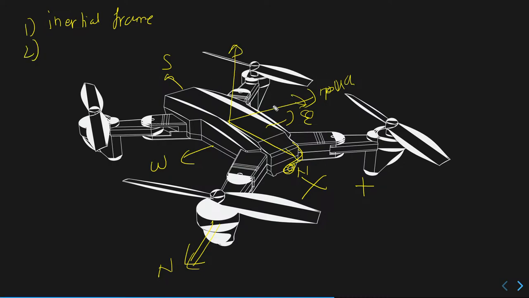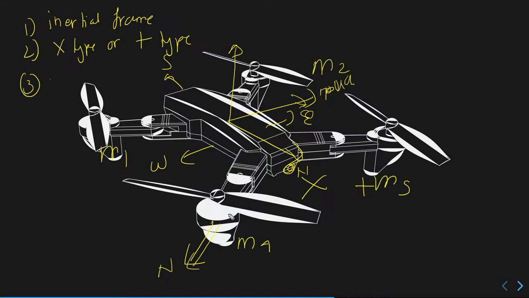Which is your X, which is your Y, which is your Z. And to do that, you need to figure out whether you're doing an X type or a plus type. And then three, name your motors. Name your motors M1, M2, M3, M4. If you don't label your motors, it won't be intuitive or easy to figure out which motor should I move or rotate to create a particular orientation, direction, or maneuver. So if I label this as M1, and M1 is going to be clockwise, M2 is going to be counterclockwise.